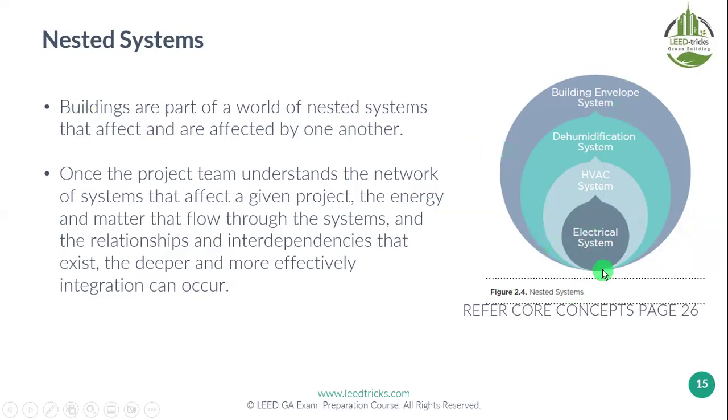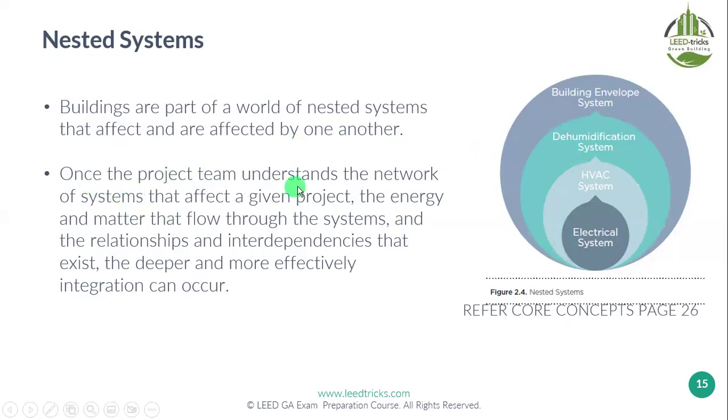So systems are always nested. Everyone supplies the others, or gives feedback to the other systems. There are some important systems and some simple systems, but all are important. Having any trouble or issue with any system will impact the other systems, because at the end they are nested systems. They are integrated together. So buildings are part of the world's nested systems that affect and are affected by one another. They are impacting each other.